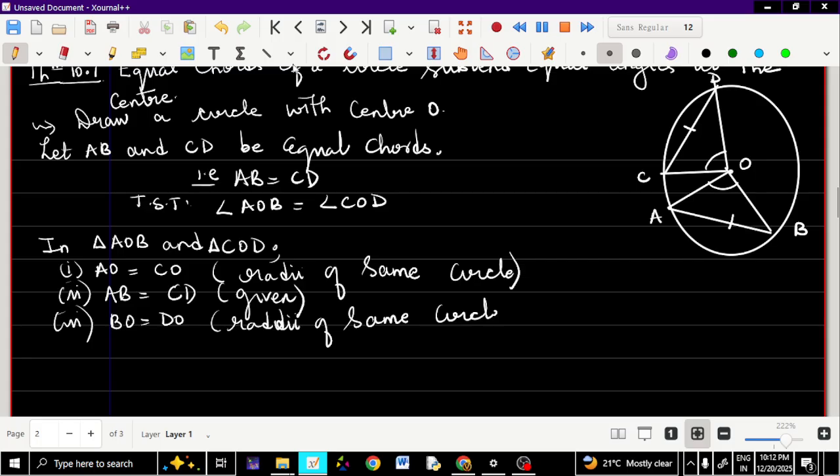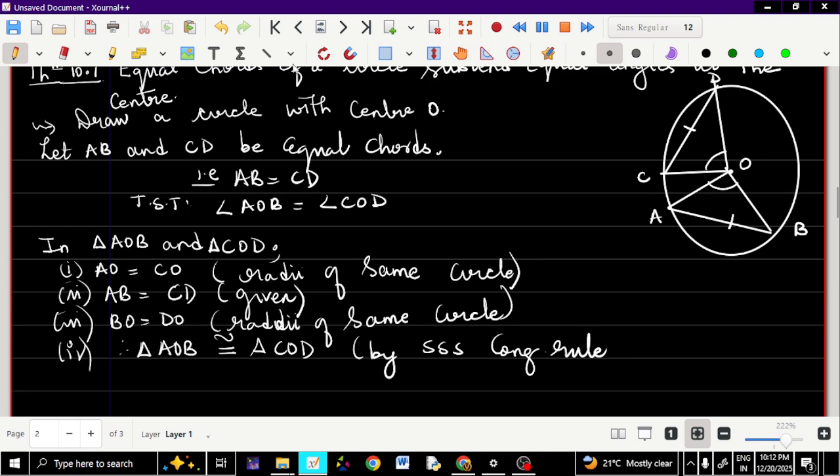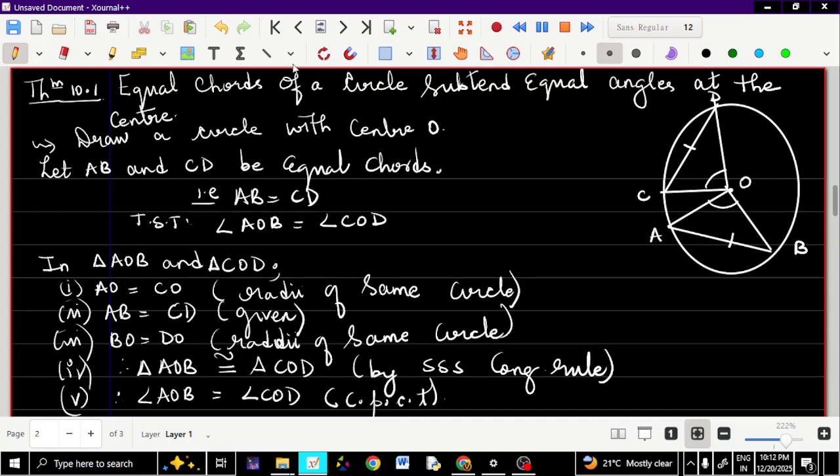So by SSS congruence rule, these two triangles would be congruent. Therefore, triangle AOB is congruent to triangle COD by SSS congruence rule. And therefore, by CPCT, these two angles will be equal, and that is what we had to prove. Therefore, angle AOB is same as angle COD, that is by congruent parts of congruent triangles. Hence, we have proved that angles subtended by the equal chords at the center are also equal.